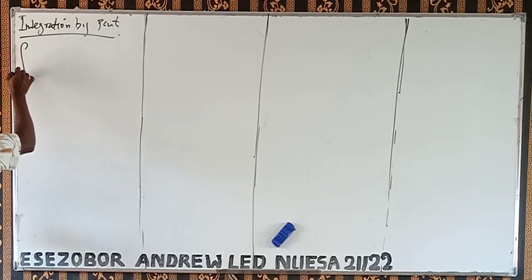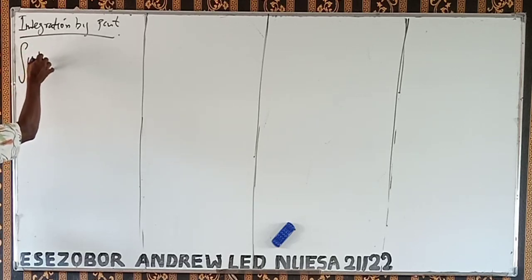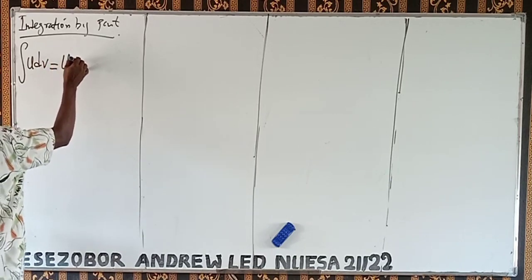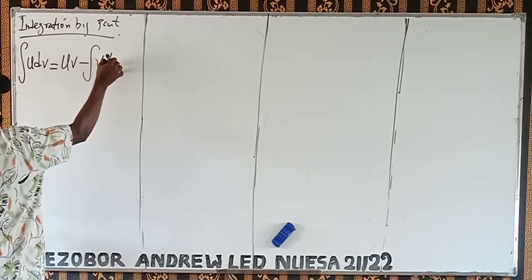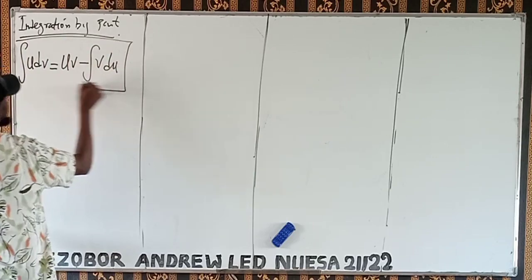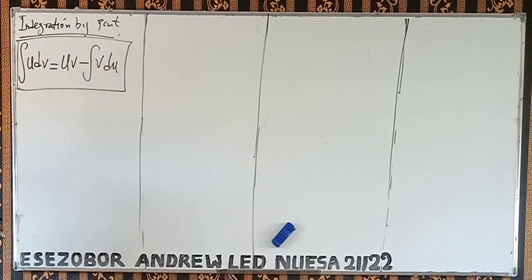Now, if we have integral u dv, we say we are going to take it as uv minus integral v du. This is the formula coming from integration by parts. Now, what's the meaning of u dv? Those are the two functions you are going to have in the question.